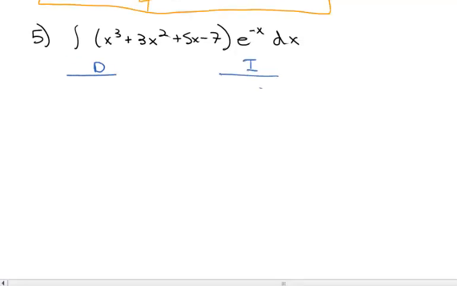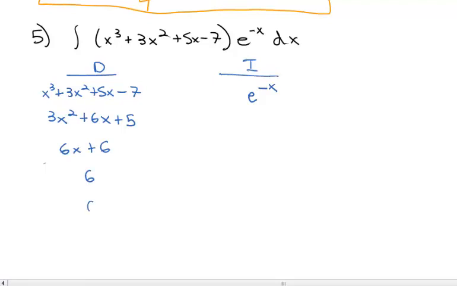So the thing that we can take the derivative of easily is clearly the x cubed plus 3x squared plus 5x minus 7. The integral that's easy to take is e to the negative x. And then we'll start doing derivatives down the line. We've got 3x squared plus 6x plus 5. The derivative of that is 6x plus 6. The derivative of that is 6. And the derivative of that is 0.